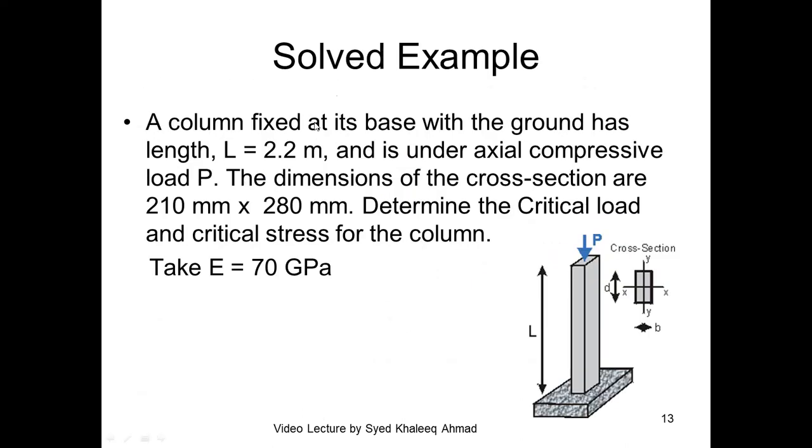So here we have one column. It has a rectangular cross section and the base of the column is fixed, and the length of the column is given as 2.2 meters. This is the total length from one end to the other end. Depending upon the end conditions, we will be finding the effective length. The cross section is given here, 210 millimeter by 280. We have to determine the critical load and the critical stress for the column. The value of E is 70 gigapascal.